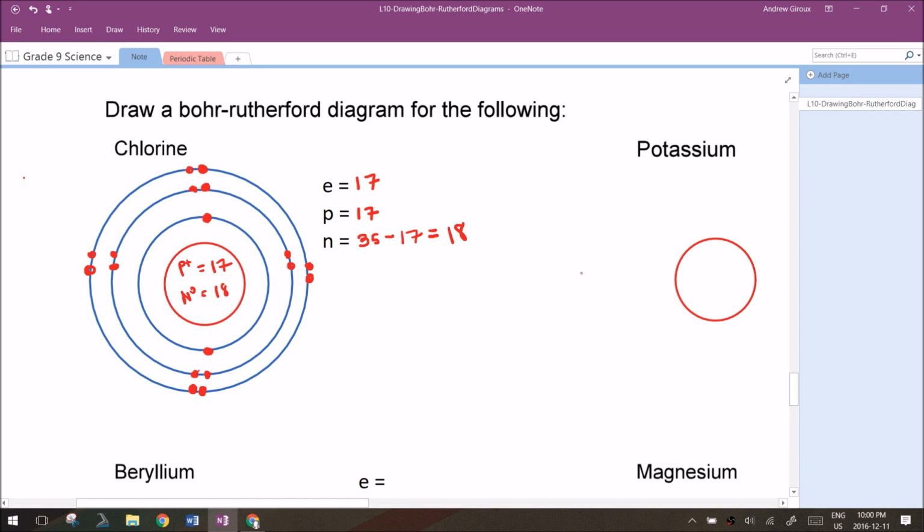And there's chlorine. Now if we look at, oops, I put 1 too many electrons there. I only need 7 electrons, or 7 valence electrons in chlorine. So that's why my last shell only has 7 instead of all 8. So there we go. There is chlorine.